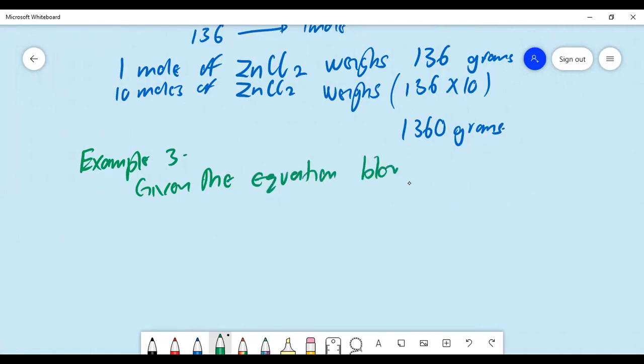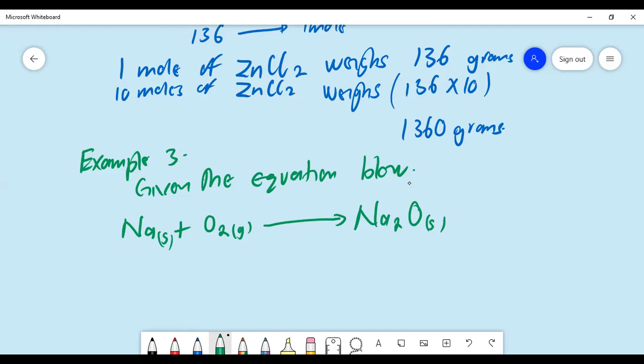They're giving us sodium over there, plus oxygen gas. This is a solid. Produces this sodium oxide, solid. Is it balanced?